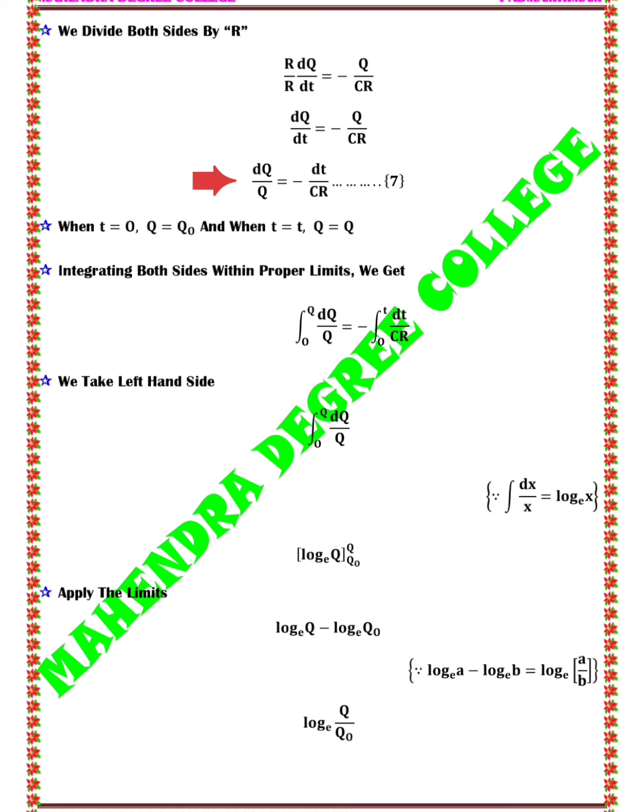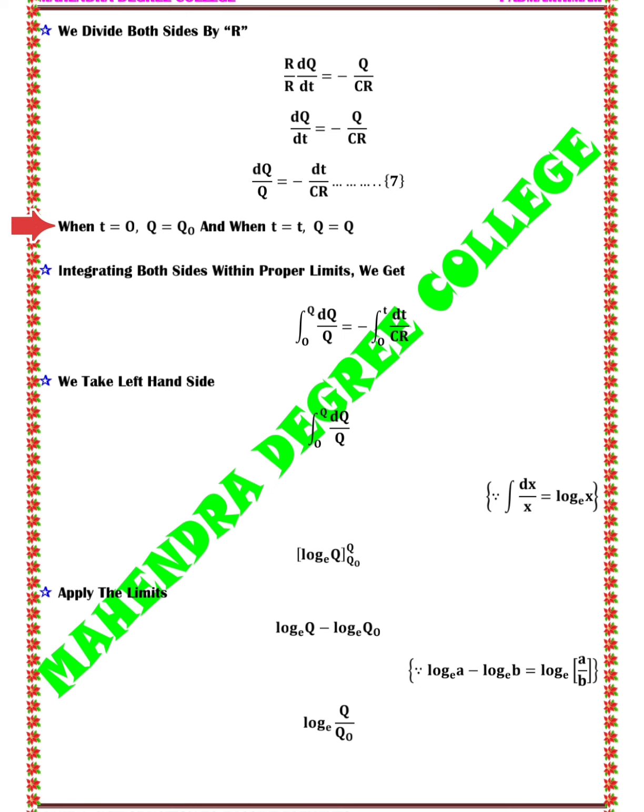Move all terms involving q to one side and move all terms involving t to the other side. We get dq by q equals minus dt by CR. This is equation number 7.